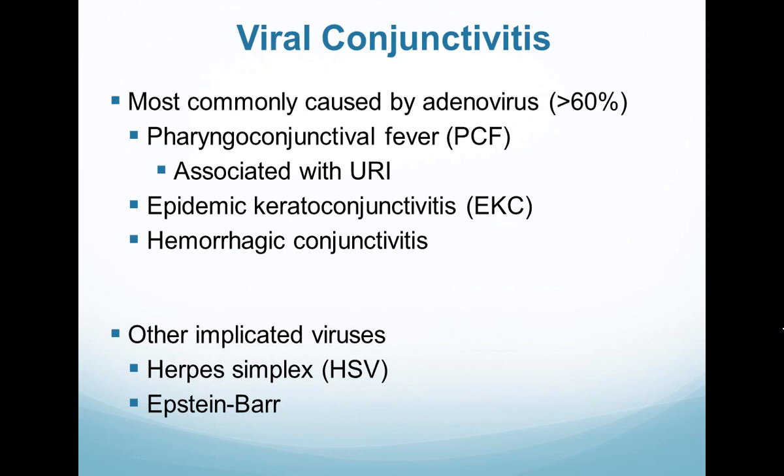The most common cause of viral conjunctivitis is adenovirus, but even then there's three different forms. There's PCF, or pharyngoconjunctival fever. That's the only one that is associated with an upper respiratory infection. So the child comes in with a pink eye, and you ask, have you had an upper respiratory infection? Have you had a cold or a flu? And you look and you see that they have that. And then I would recommend that you all get a thermometer. I'm amazed. You can get these little tympanic ones you put in the ear.